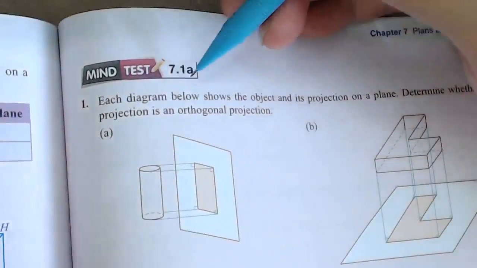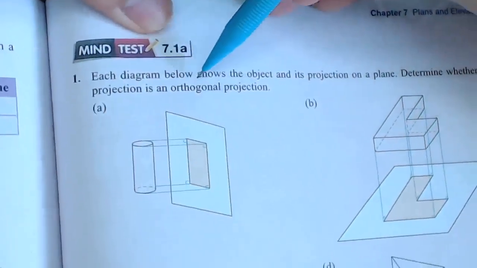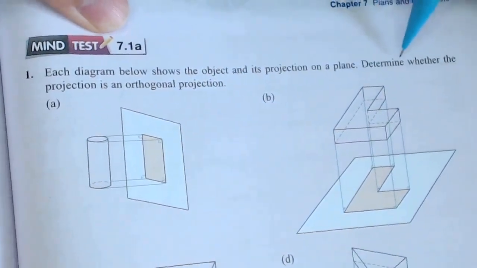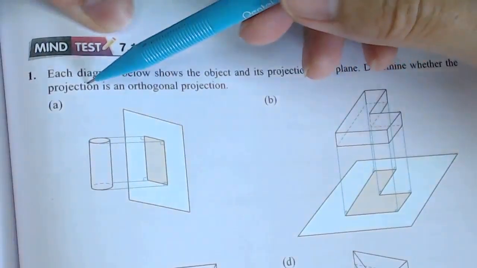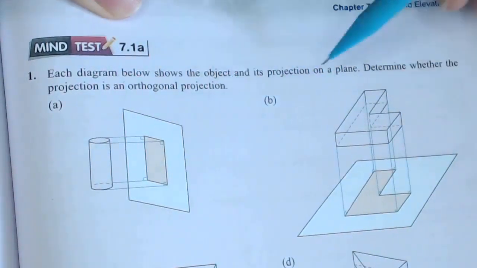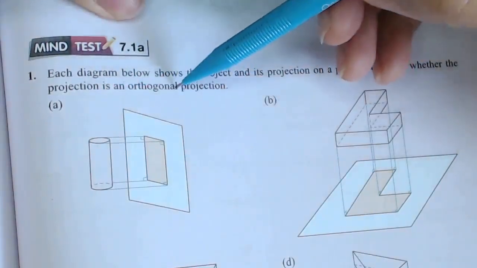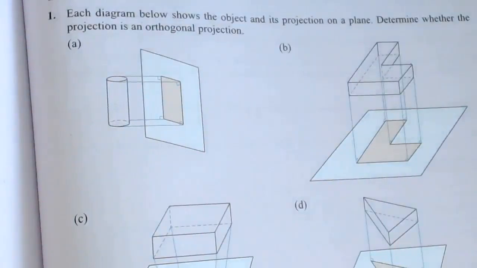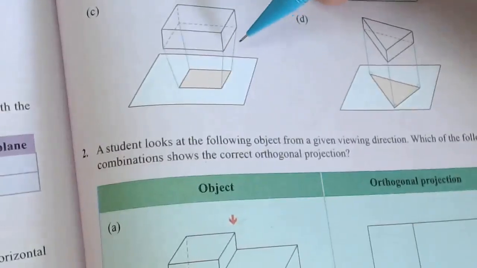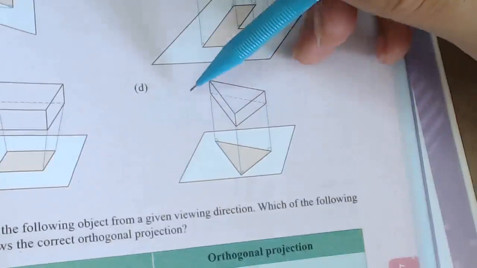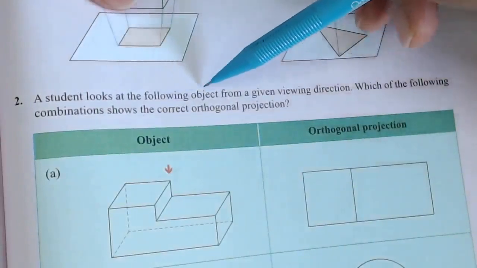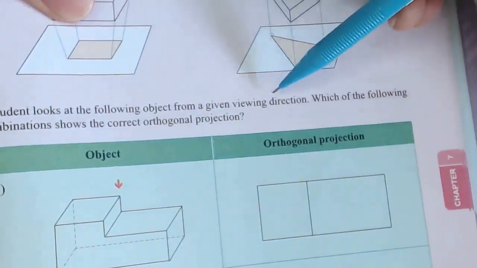Okay. Let's do my test 7.1a. Each diagram below shows the object and its projection on a plane. Determine whether the projection is an orthogonal projection or not. Okay, A. Yes. B. Yes. C. No. D. Yes. Okay.